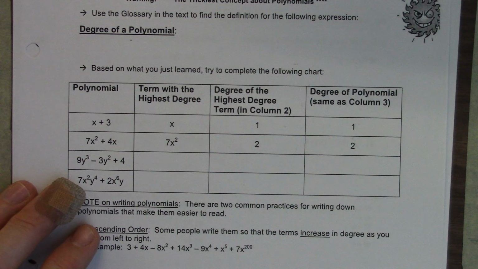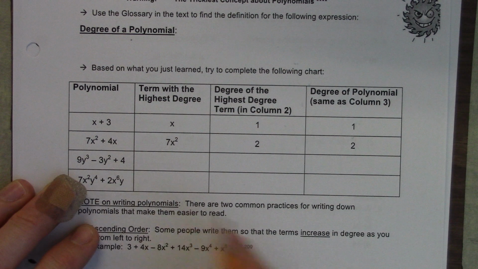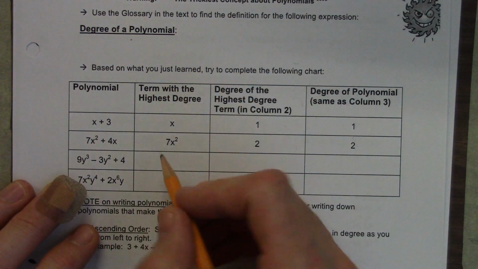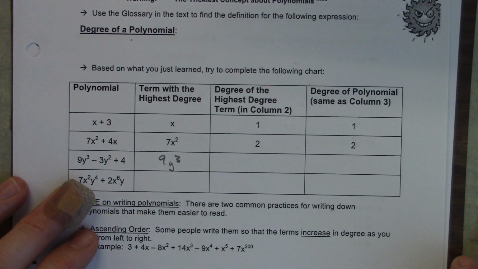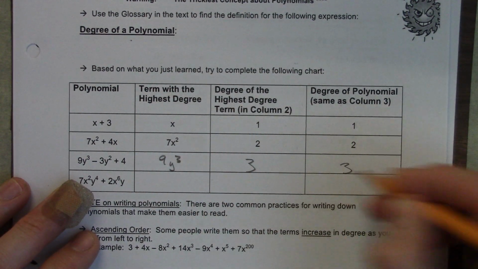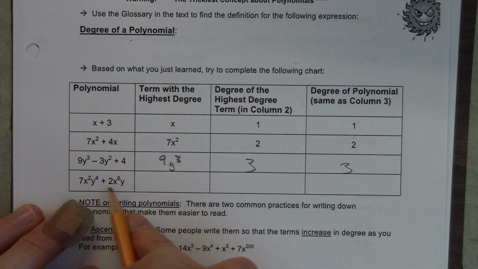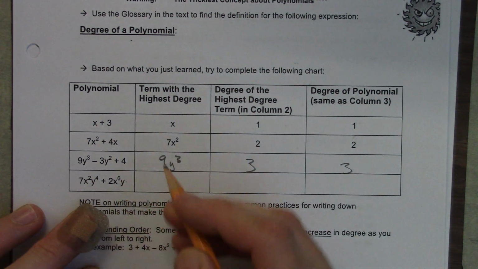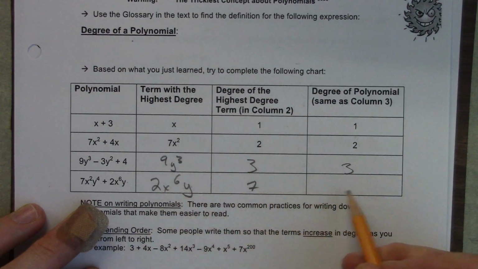All right, so this is going to be pretty easy here. Term with the highest degree is what? 9y cubed. Good. And then the degree of the highest degree term, 3. Degree of the polynomial, 3. All right, this one, which is the term with the highest degree? We got 2 and 4 is 6, and then we got 6 and 1, yeah. 2x to the fourth y. So the degree is going to be 7. And then, 7.